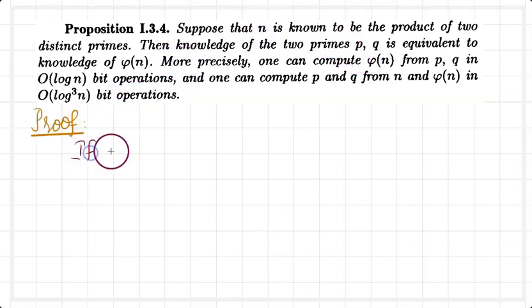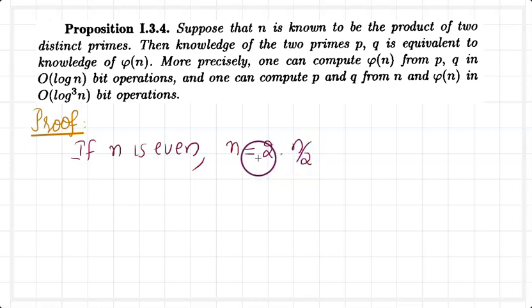First, assume that n is even. If n is even, this case is rather trivial. Then we can write n as 2 into n by 2. Then, since we are given that n is the product of two distinct primes, we must have p equal to 2 and q equal to n by 2.